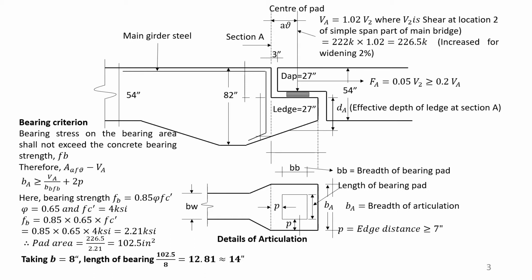The calculation here will be the bearing criteria calculation. The bearing stress on the bearing area shall not exceed the concrete bearing strength FB. Therefore, FB times BA is equal to or more than the force. BA is the force calculated on the top line of this right hand side of this portion, and BB is the width of the bearing pad, and FB is the bearing stress. 2P are the side clearances.